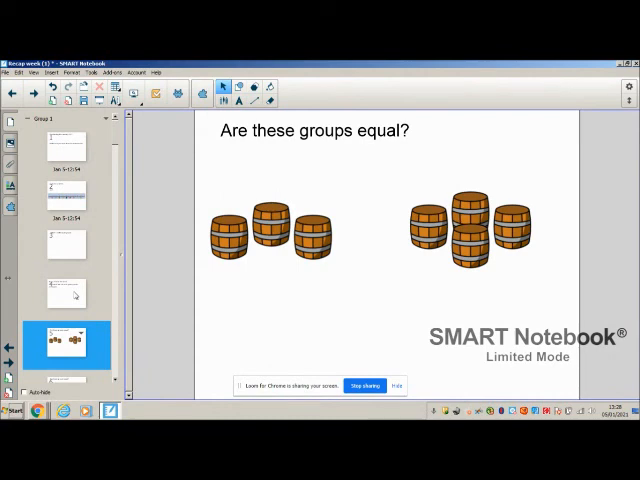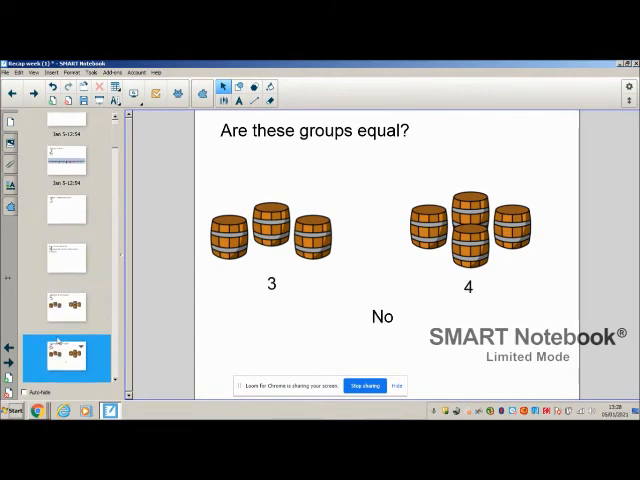Let's see if we can spot which groups are equal. Are these groups the same? I can see they've used the same type of picture, a barrel, but is there the same number in each group? Let's check. In this group I've got 1, 2, 3 barrels, and in this group I've got 1, 2, 3, 4 barrels. Are they equal? No, because in this group I've got 3, and in this group I've got 4, so they are not the same.